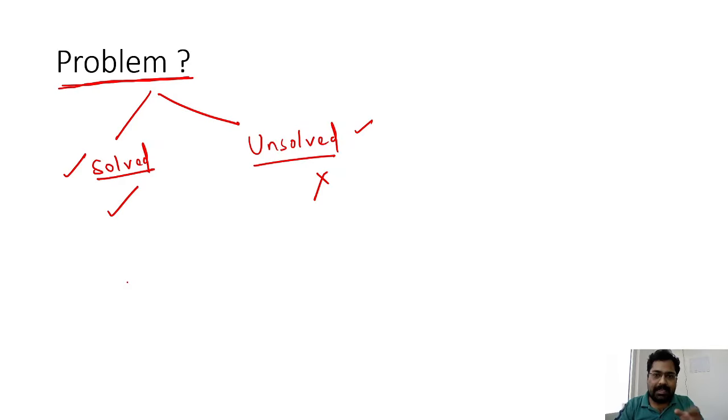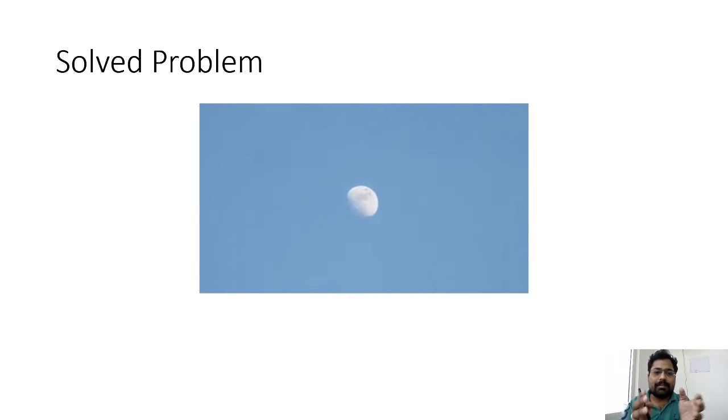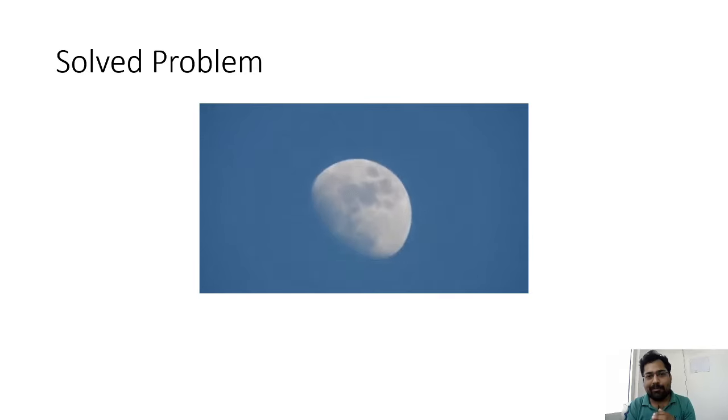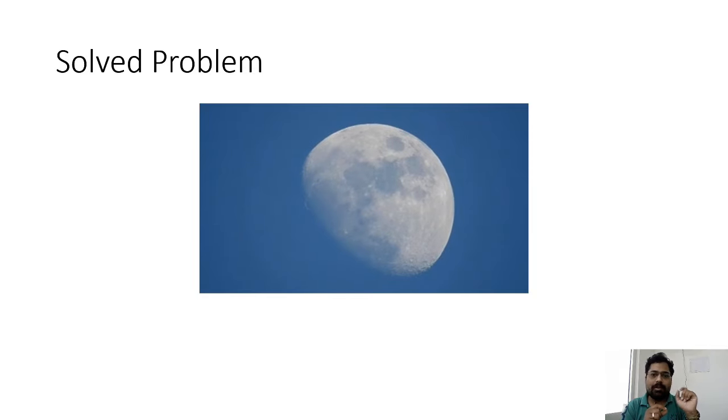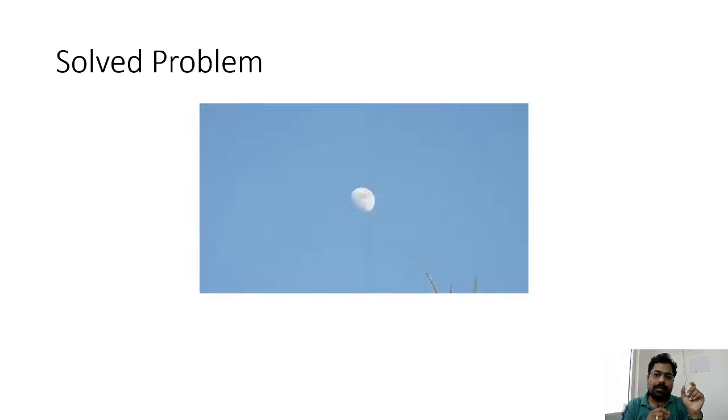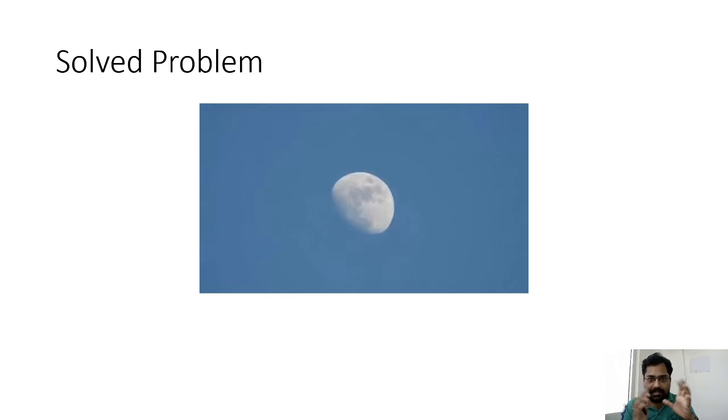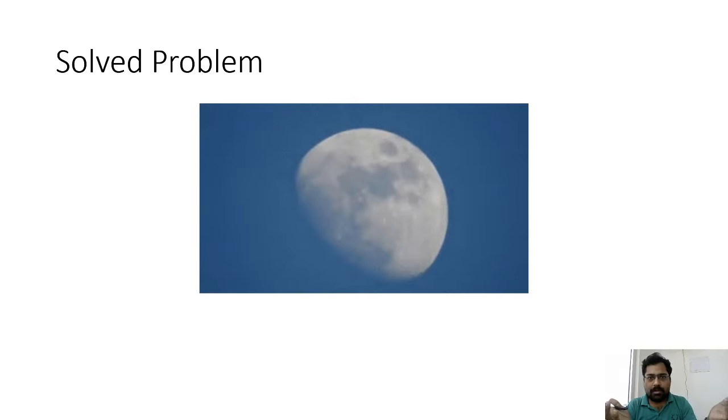To make it easier, I have one example in a GIF format. What are the solved problems? Suppose I say you zoom in your camera and zoom the image of the moon. Is it possible or not? It's a problem, and the solution is yes, we can zoom it.